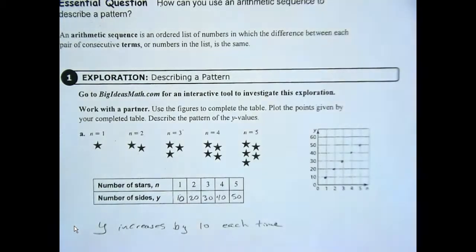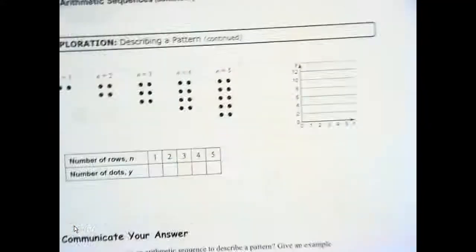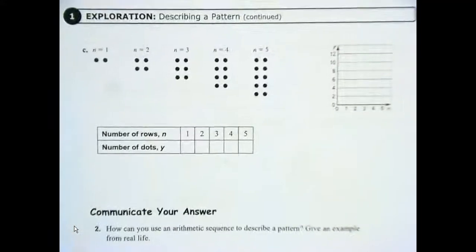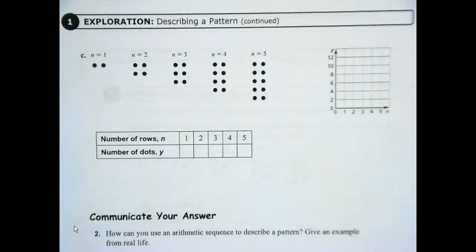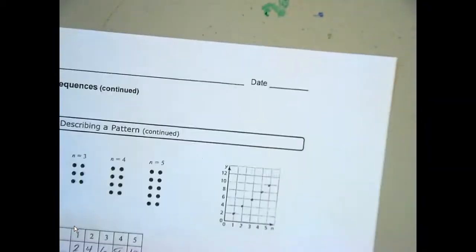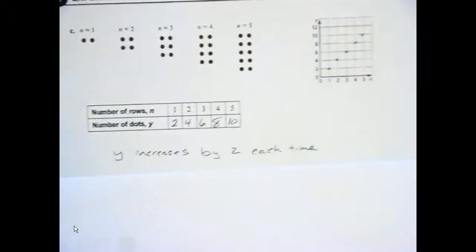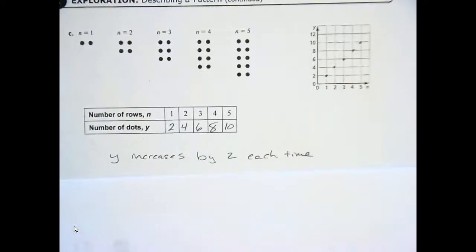Go on to exploration number 2. Actually, I guess it's exploration number 1 still. It's just the last part of it. Finish that one up. This is how I learned how to do multiplication back in the day. They talked about groups. How many groups of 2 do you have? 1 group of 2, 2 groups of 2, 3 groups of 2. We've got it.